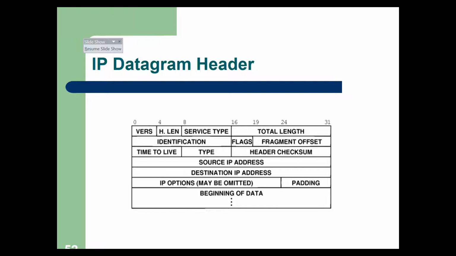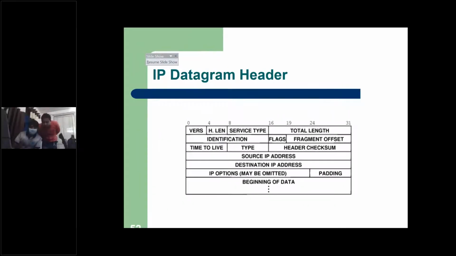hosts. Okay, so this version tells what type of header it is. Then there is the header length, which tells the length of our header in 32-bit words. And we have a service type. It gives information about how data transmission is prioritized. Okay, then we have a total length. It is 16-bit. It is the total length of the datagram measured in octets, including the header and the data part.